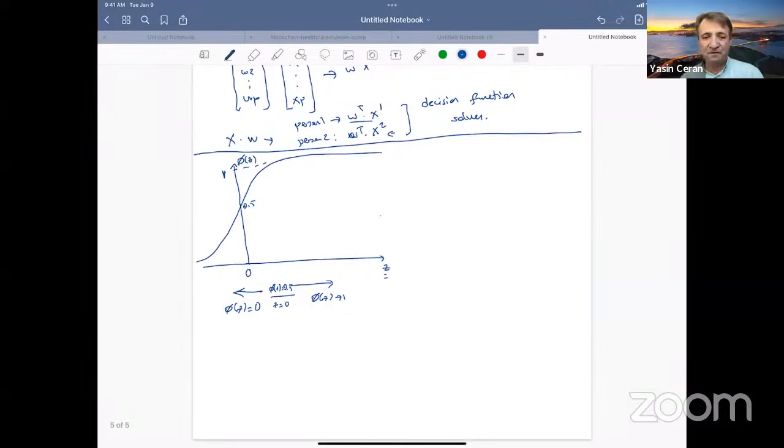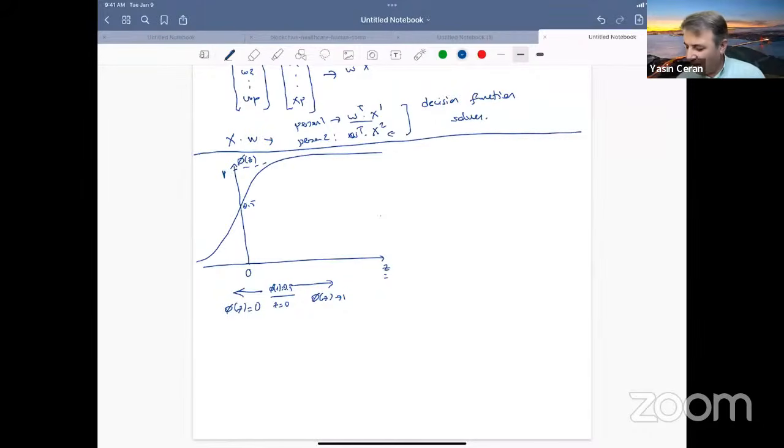This function phi of z is going to help me come up with those probability values, because it's such a nicely behaving function that it changes between 0 and 1. When z is 0, it is 0.5, which means I'm right in the middle of my decision-making process; I cannot say if it is yes or no. When z is a very big number, the probability gets closer to 1. When z is a very small number, the probability gets closer to 0. So phi of z gives me the opportunity to come up with probability values.